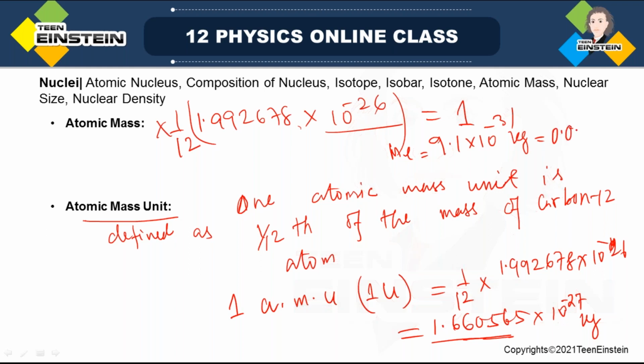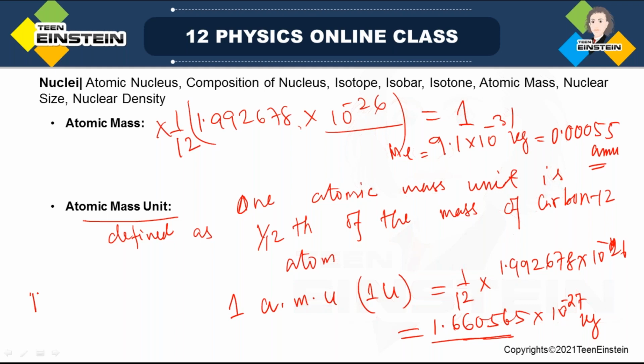So it is given like this. Even in this unit it is very, very less. AMU, so this is atomic mass unit. Now atomic mass unit can be expressed in terms of kg, but in terms of energy unit also it can be expressed.